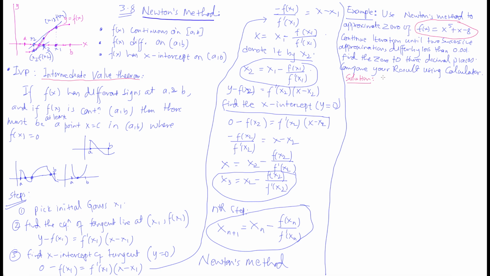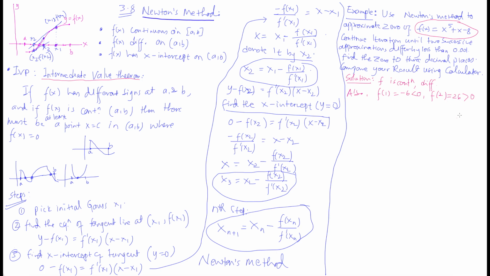Since f is continuous and differentiable everywhere, you don't have to worry about [a, b]. It is everywhere. Also, how about f at 1? f at 1 is 1 to the 5, which is 1, plus 1 is 2, minus 8 is negative 6. This is negative. And how about f at 2? If you plug in 2, you get 2 to the 5, which is 32, like 2 times 2 times 2 times 2 times 2. So 32 plus 2 is 34, minus 8 is 26. So it is positive. See, at 1 it is negative.